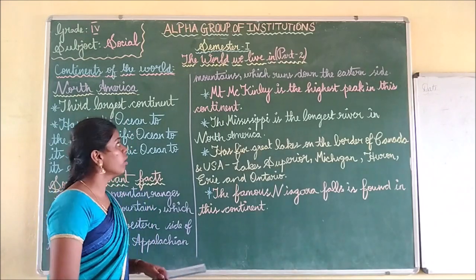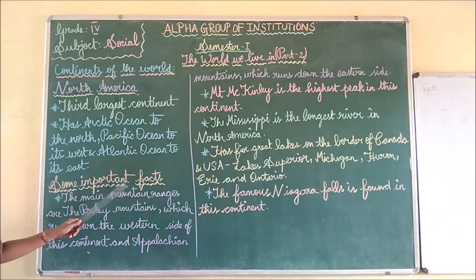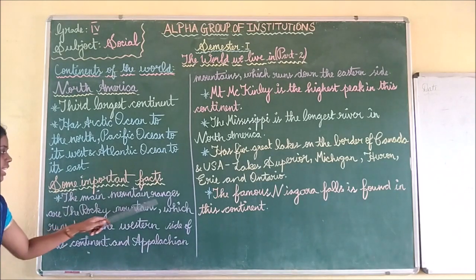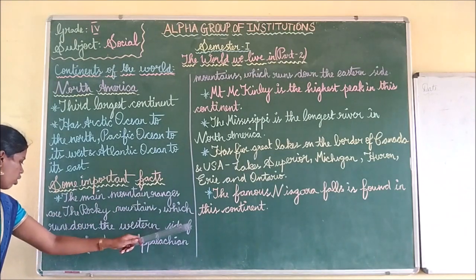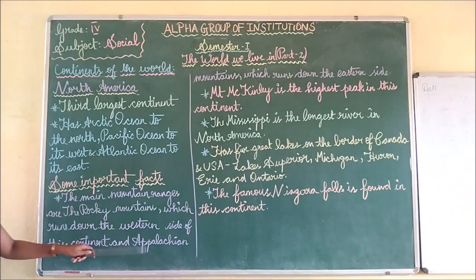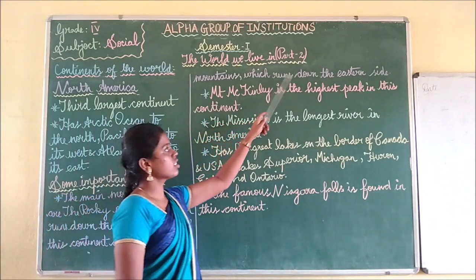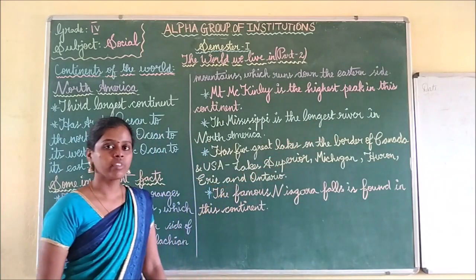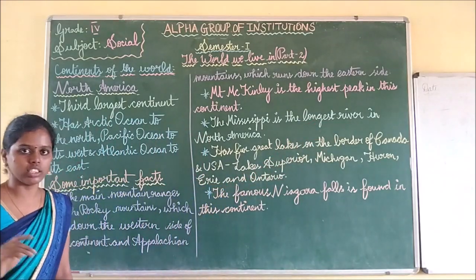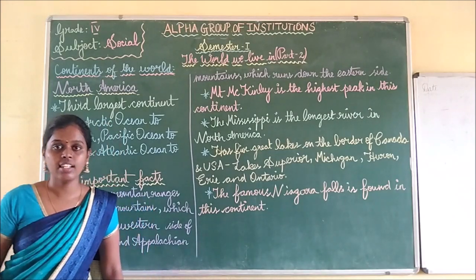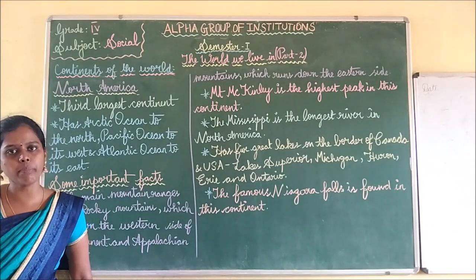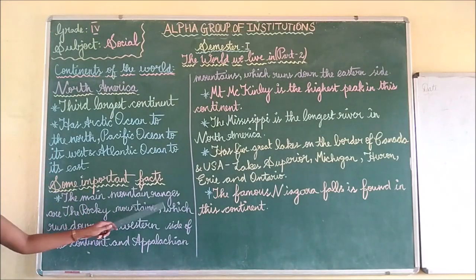Okay. Now we will move on to some of the important facts of North America. The main mountain ranges are the Rocky Mountains, which run down the western side of this continent, and Appalachian Mountains, which run down the eastern side. So there are two main mountain ranges. Mountain ranges means continuous mountains. There will be mountains. So that is known as mountain ranges.